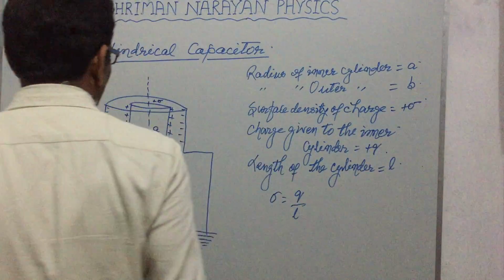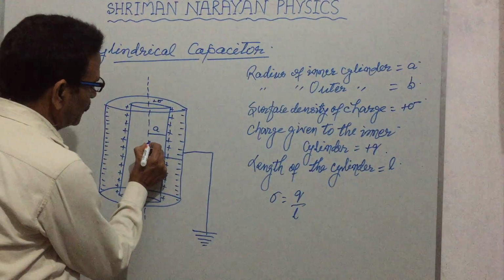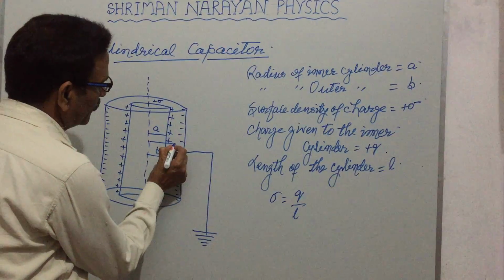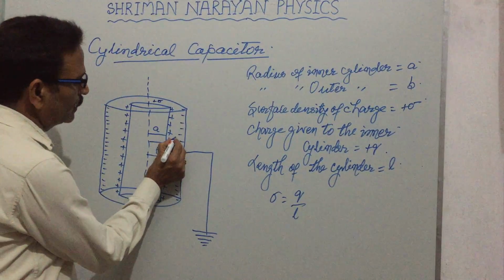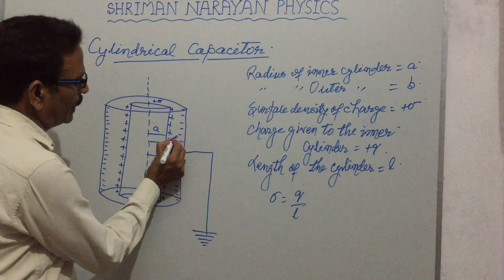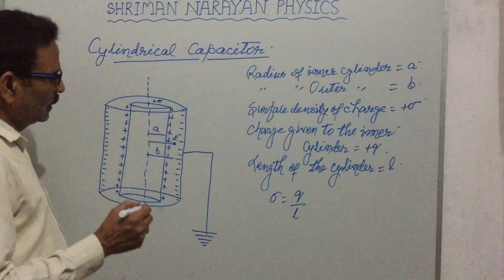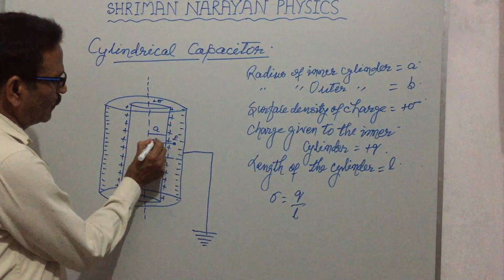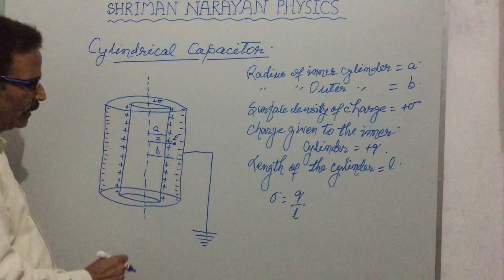Now we are going to consider an observation point P. You can see here from the figure, this is the observation point, and let this point be P. Now this point P is located at a distance x from this axis.